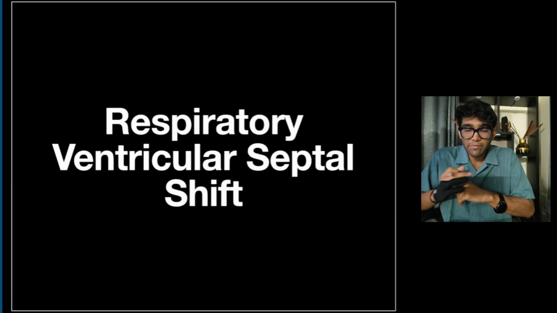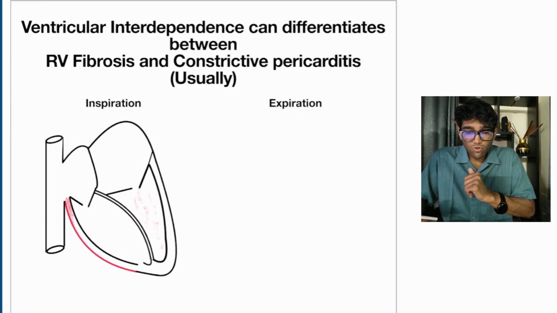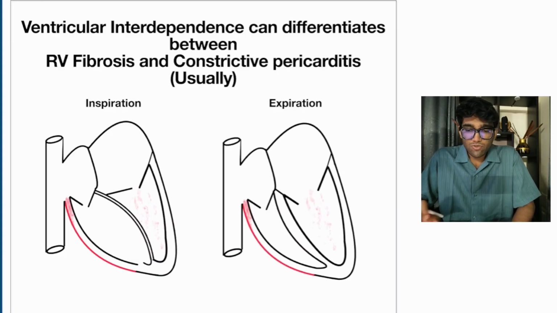So we'll delve into what are the actual imaging findings that we find. The first thing we're going to talk about is the ventricular septal shift. Usually, ventricular interdependence can help us differentiate between right ventricular fibrosis and constrictive pericarditis. However, interdependence is more typical of constrictive pericarditis than RV fibrosis. So as you can see, this is what interdependence is.